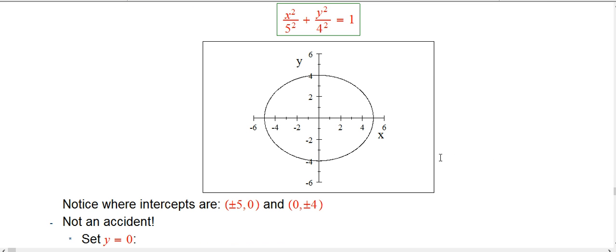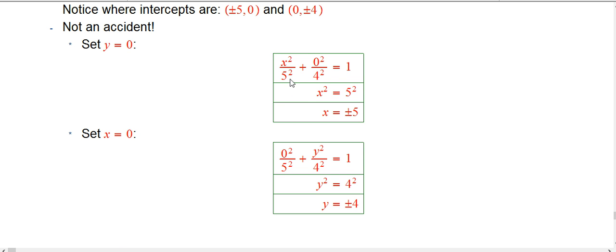How do you find the intercepts for any curve ever if you have the equation for it? To find the x-intercepts, that's the x-axis, you set y equals 0. What are we going to have? Okay, well, we take our equation and you set y equals 0. So this just totally disappears. x squared over 5 squared equals 1, or x squared equals 5 squared. Hey, x is going to be plus or minus 5. Hey, great. That's exactly showing us those intercepts.